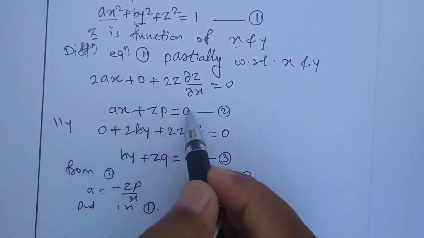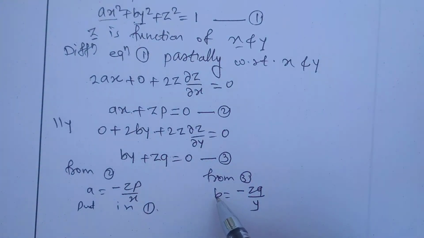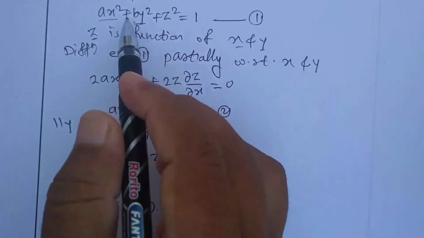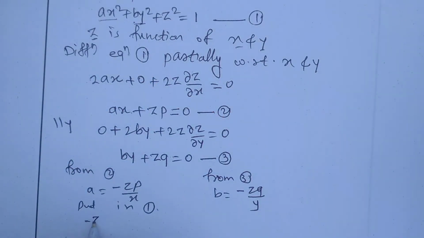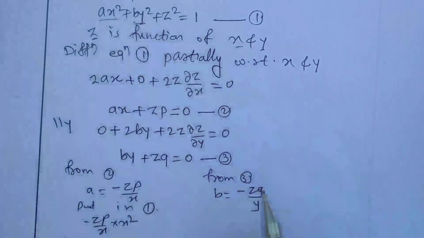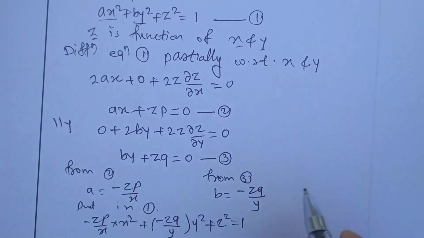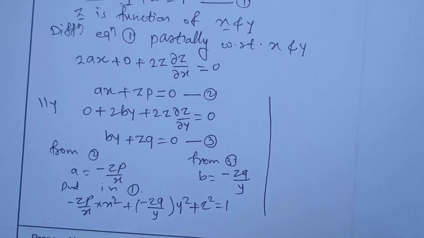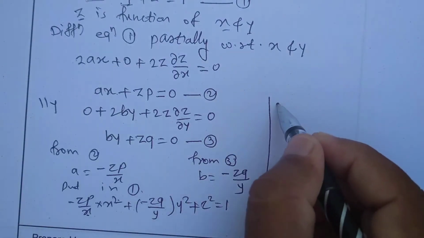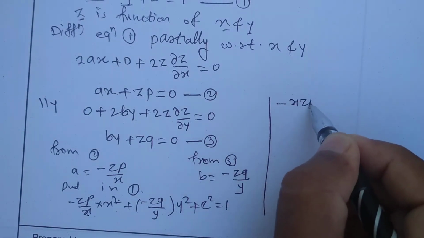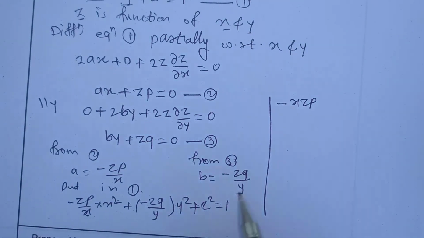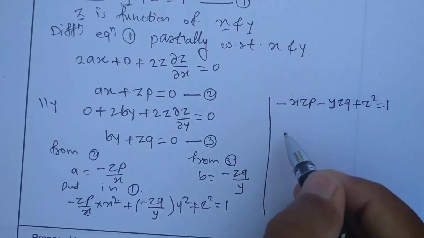The value of A is minus zp upon x and the value of B is minus zq upon y. Put these in equation number 1, so we will get A, which is minus zp upon x, into x square, plus B, which is minus zq upon y, into y square, plus z square equals 1. Now simplifying, the x gets cancelled, so we get minus xzp, and the y gets cancelled here, minus yzq plus z square equals 1.